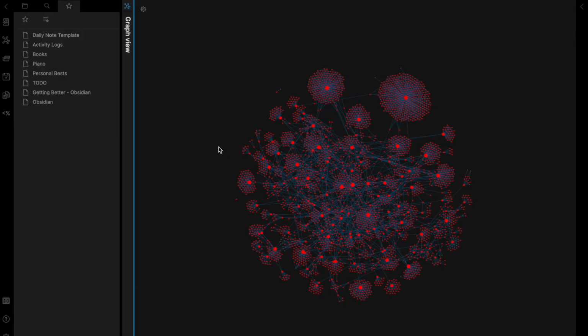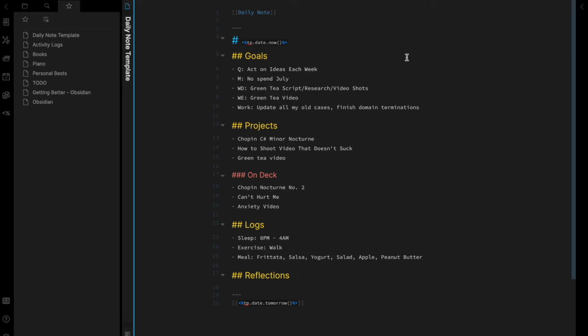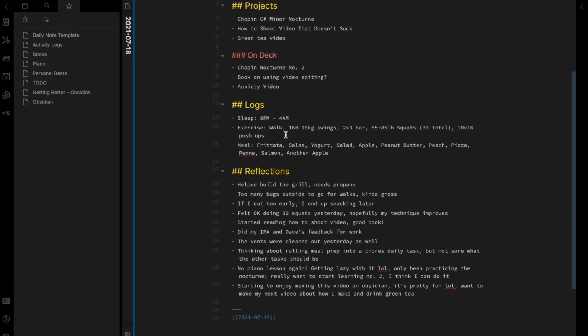I'll give a few examples for how I use Obsidian on a daily basis. First is my daily note, which contains my short-term goals, projects I'm working on and would like to work on, a brief log on how I slept, what I ate, and recent exercise, and my reflections on the previous day, since I like to make the note each morning.